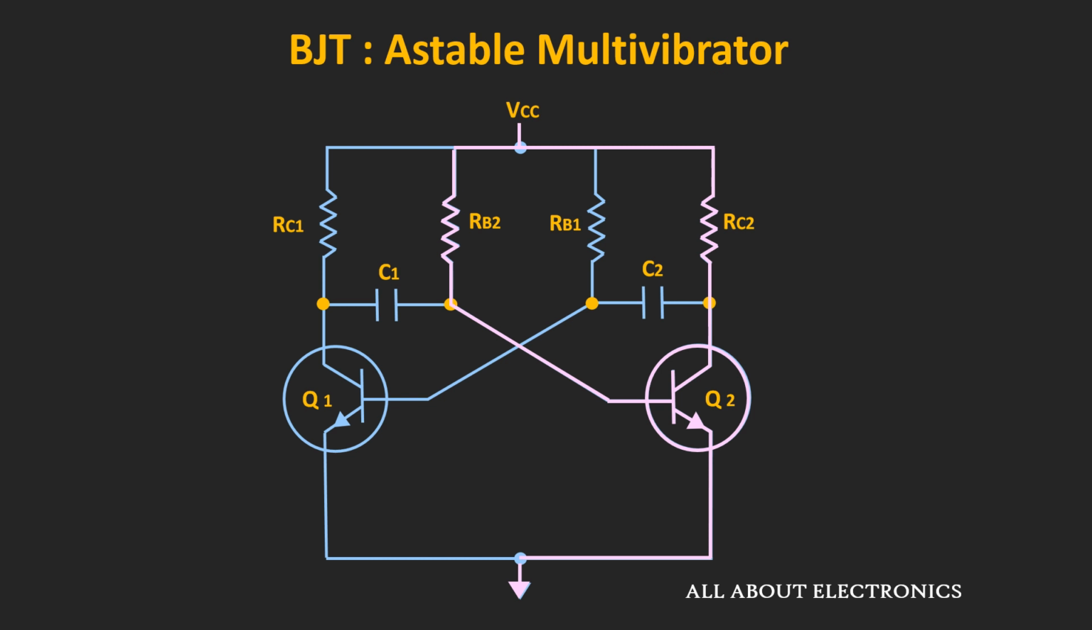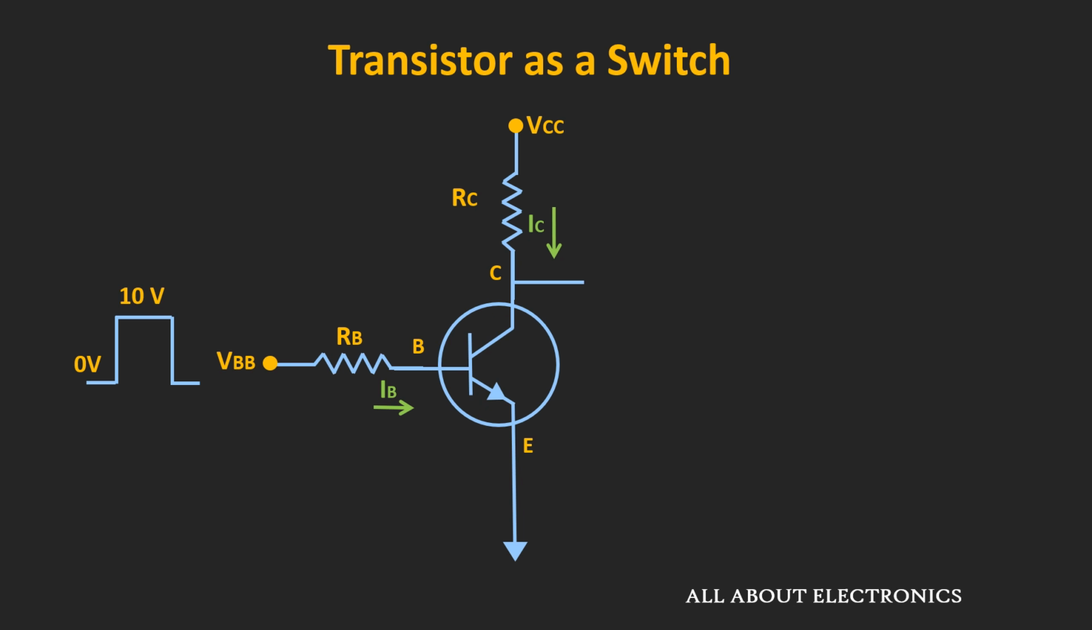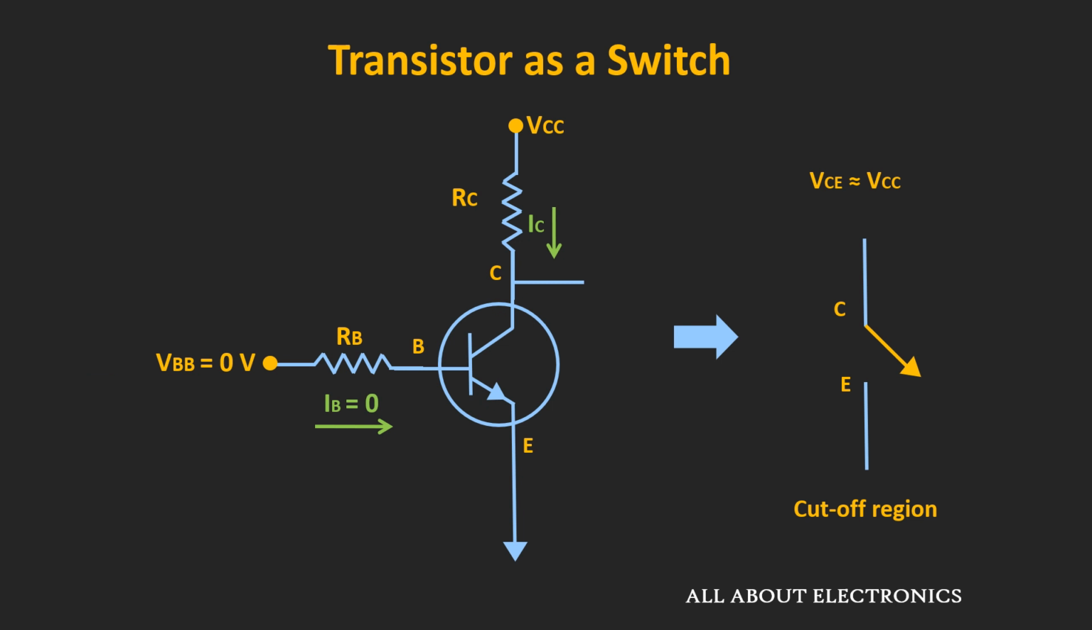And before we understand the working, here I am assuming that you are aware of how the transistor acts as a switch. That means when the input to the BJT is less than 0.7 volt, then it will operate in the cutoff region and it will act as an open circuit. And at that time, this voltage VCE is approximately equal to VCC.